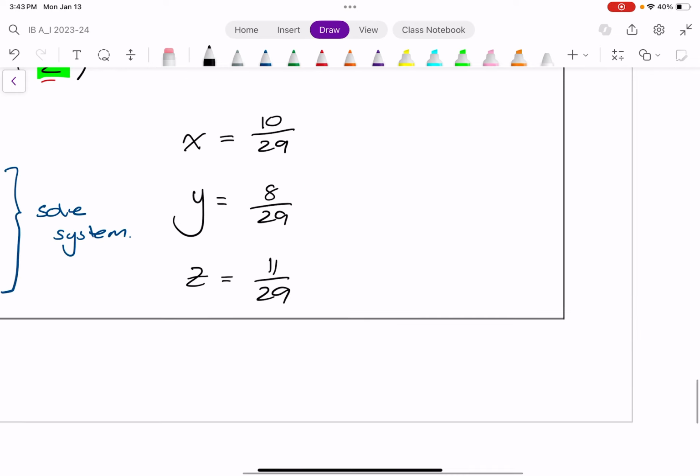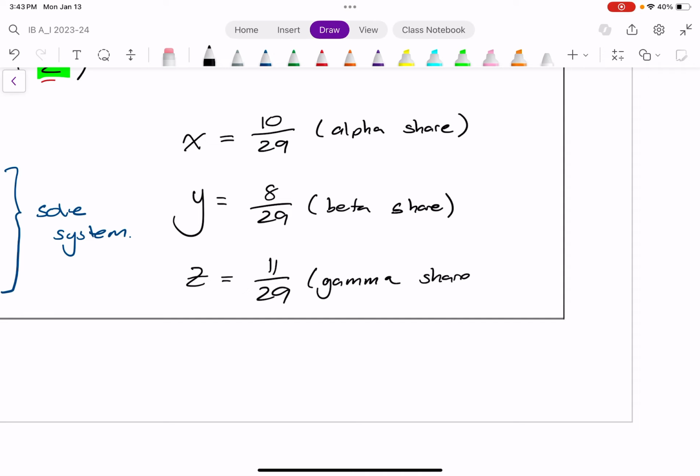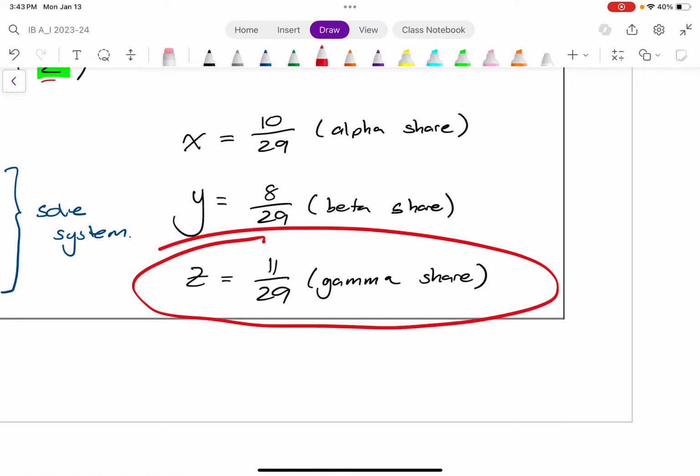So what do these mean? This is the alpha cabs share. This is the beta cabs share. And this is the gamma cabs share over time. So notice over time, it looks like gamma cabs will become the dominant force here. That is the highest amount.